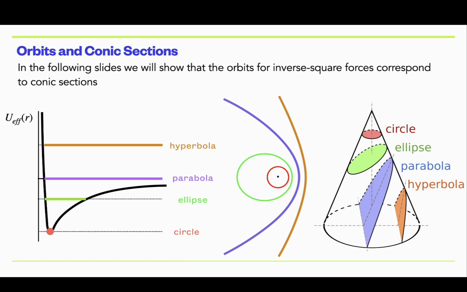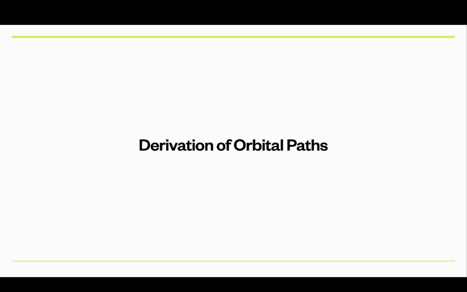At the end of the last lecture, I claimed that the orbital paths are circles, ellipses, parabolas, or hyperbolas. In other words, the conic sections. And so we'll show that that's true in this lecture.